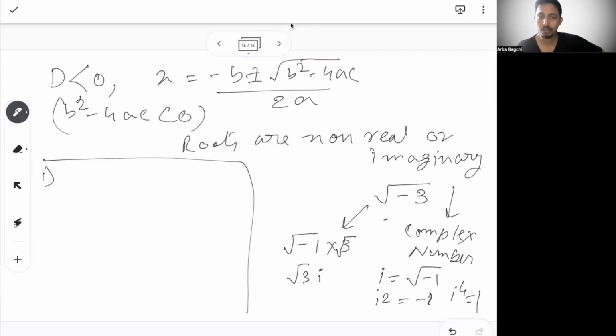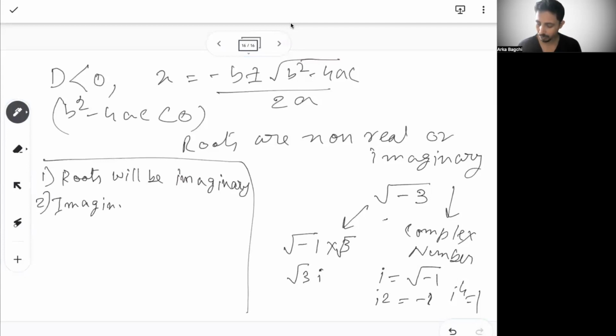So what will happen if d is less than 0? The roots will be imaginary. And when I say imaginary or complex, both are the same. Imaginary roots always come in pairs. It will never happen that one root is imaginary and the other root is non-imaginary.